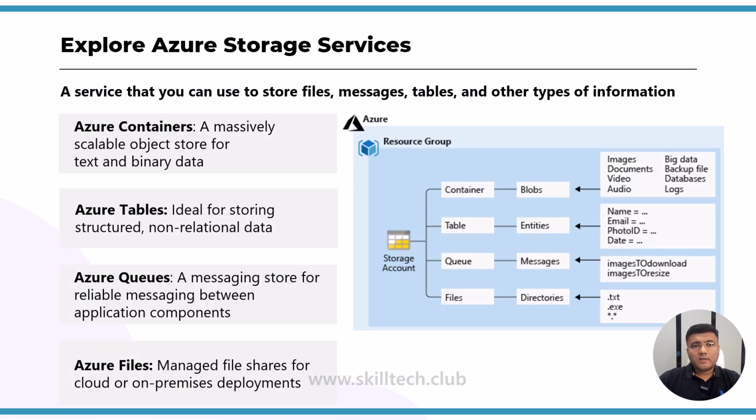First, let's focus on Azure Storage services. Basically, there are 4 different types of data storage services which an Azure Storage account can provide. You can have Azure Containers, where a massively scalable object store for text and binary data is available. Basically, Azure containers allow you to store data in the blob format, binary large objects, and literally you can store anything inside that. Whenever you store any file, it's going to be converted into a blob.